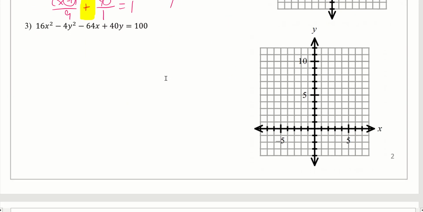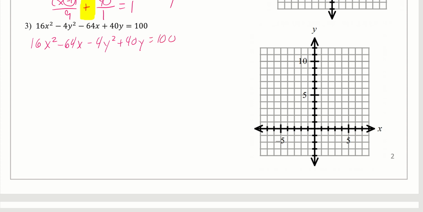Okay. Now, number 3. Moving on to number 3, we've got 16x squared minus 4y squared minus 64x minus 40y equals 100, right? So there's definitely a lot going on. We're going to get all the constants on one side, which they already are, and then group up the variables. So our variables are going to be 16x squared minus 64x minus 4y squared plus 40y.